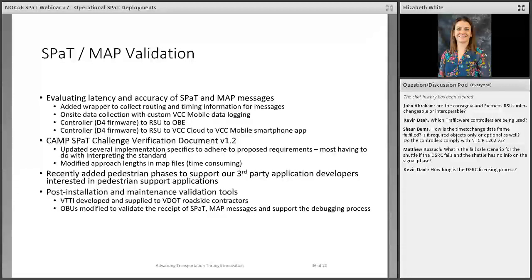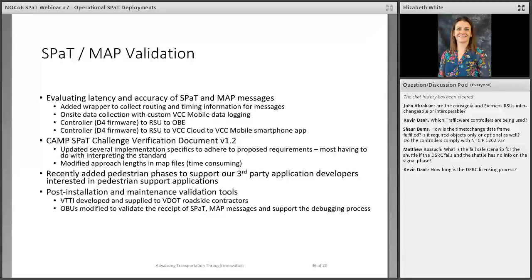And those paths that we're really interested in are coming from the controller and into the RSU, and then also into an OBE if it's an integrated system on a vehicle, or the controller to the RSU to VCC Cloud, and then to the VCC mobile smartphone app. And we're just trying to understand how those two paths may vary in terms of latency and what impact that could potentially have on applications that we intend to deliver in the future.